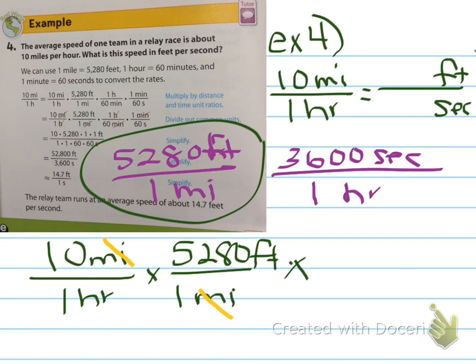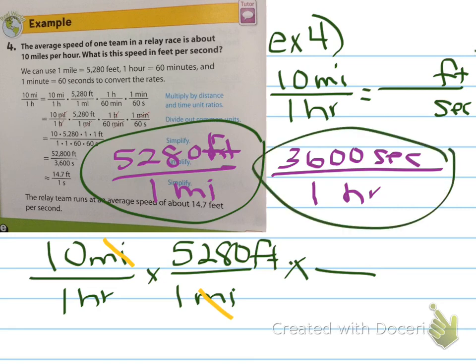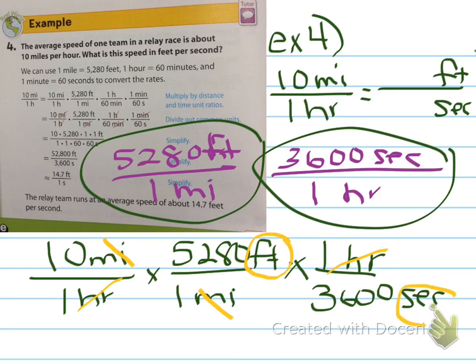So my next magic one is going to be the 3,600 seconds for 1 hour. Now to decide which one goes on top and which one goes on the bottom, I decide, well, I want to cross simplify out my hour, so I need to put my unit of 1 hour on top and get my 3,600 seconds on the bottom. And again, I'm going to cross simplify out my hours now, and you'll see that the only units left on the top and then on the bottom are feet per second, and that's exactly what we're looking for.